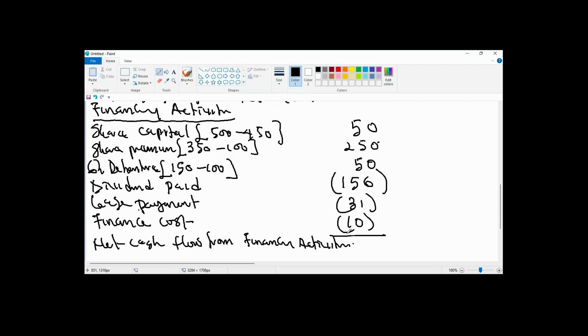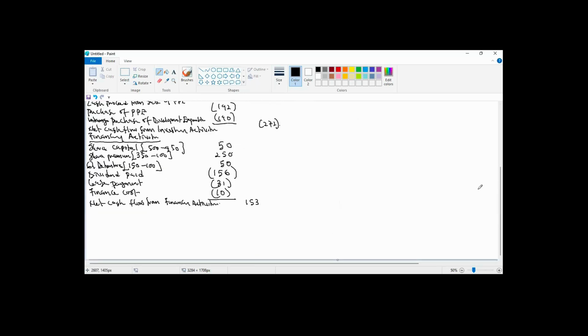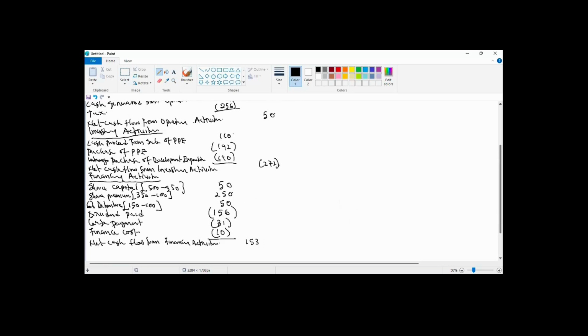153. These are positive or negative? Positive, positive, positive. 153. I will now add all the nets. Net of operating. I will add all the nets. 475. 68 negative.